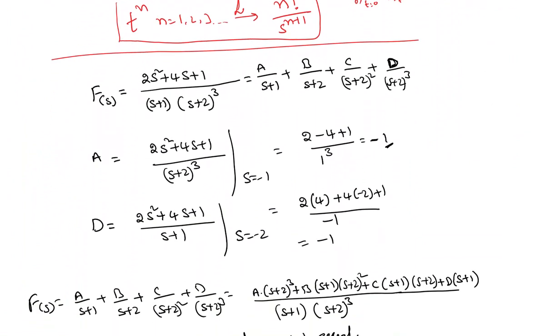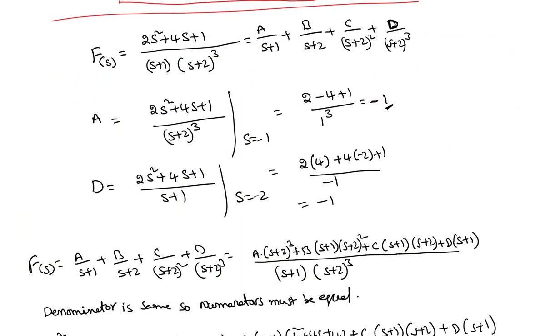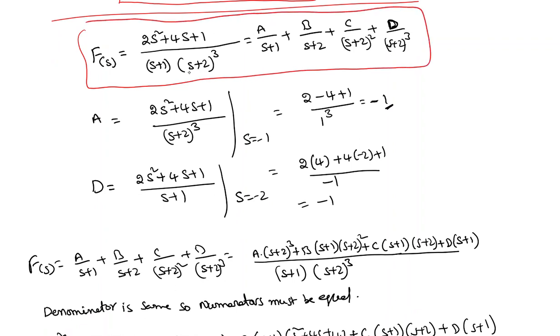Okay, so here is the next example. F of s equal to 2s square plus 4s plus 1 over s plus 1 times s plus 2 whole cube. Okay, now here, what is the order of the denominator? 3 plus 1, so you will end up with s to the power of 4. That's the order of this function. So it has 4 poles, so we're going to split into 4 terms: A over s plus 1, B over s plus 2, C over s plus 2 whole square, D over s plus 2 whole cube.